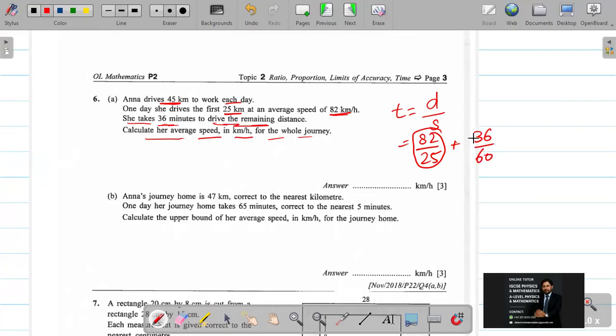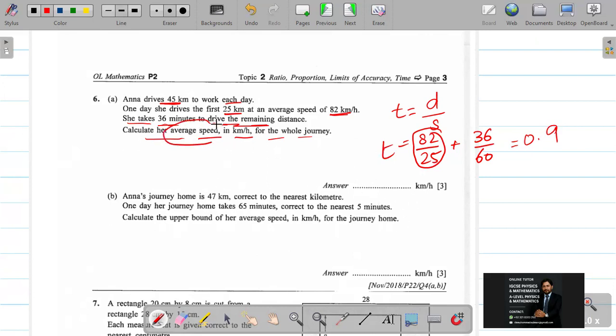Why did I divide this by 60? Because minutes should be converted into hours first. So the total time I will get by this relation: 82 over 25 plus 36 over 60 is equal to 0.9049. So I'm using 0.9 here. That is my total time. So I know the average speed I need.